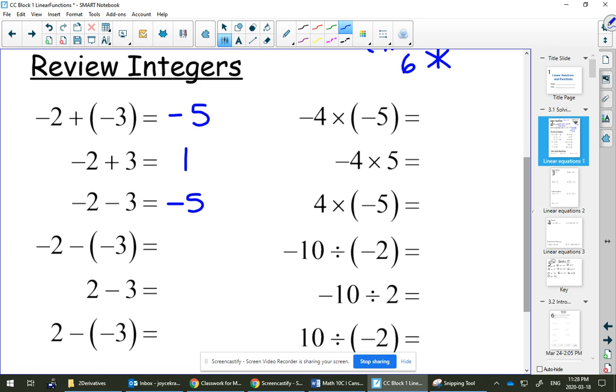-2 minus a -3. Remember, double negatives can become positive. So -2 plus 3 is 1. 2 minus 3 is -1. And 2 minus a -3 is like 2 plus 3, which is 5.